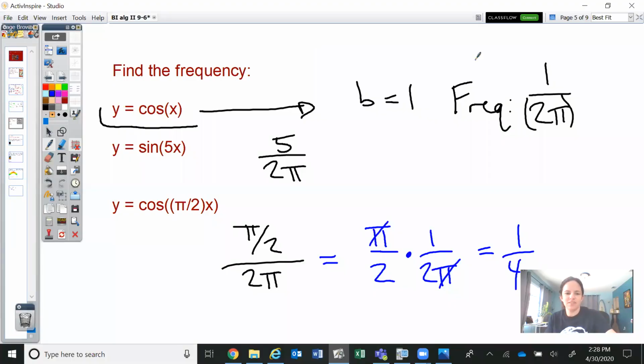0. Check your answers. For this one, it would just be B over 2 pi. So 5 over 2 pi, and there's not much you can do with that. However, in the third example, you'd have pi over 2 divided by 2 pi, which is pi over 2 times the reciprocal, which is 1 over 2 pi. And the pi's would go away, and we would end up with a frequency of 1/4 for the third equation. So hopefully that made sense, and we'll just move right along.